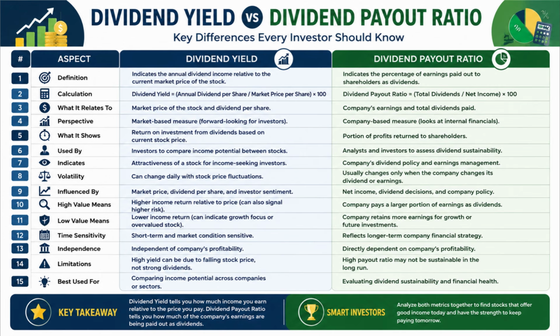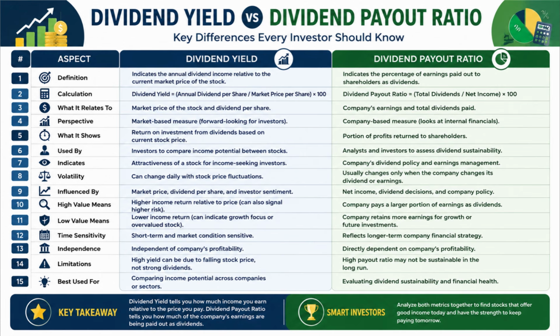Number 4. Dividend yield is a market-based measure viewed from an investor's perspective, whereas dividend payout ratio is a company-based measure viewed from a financial management perspective. Number 5. Dividend yield shows the return an investor earns from dividends based on the current stock price, whereas dividend payout ratio shows the portion of company profits distributed to shareholders.